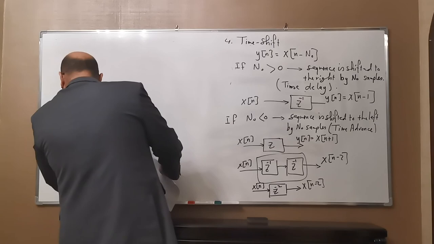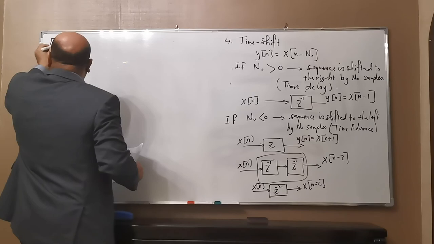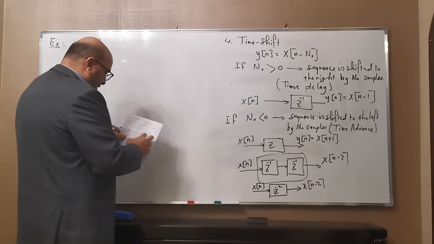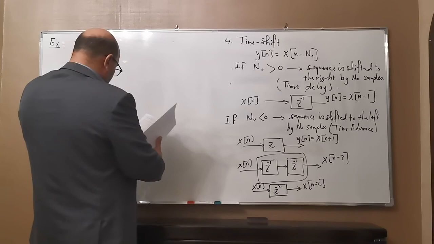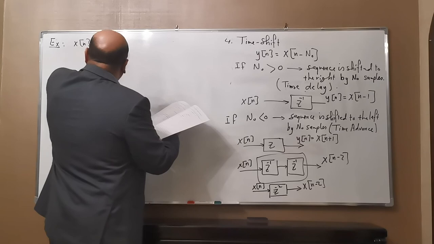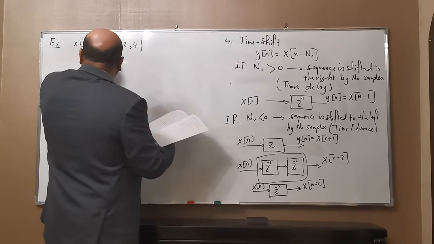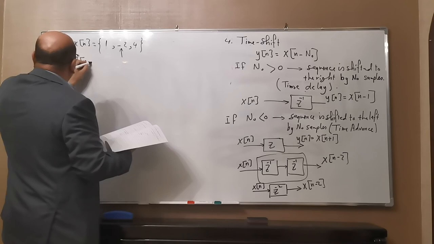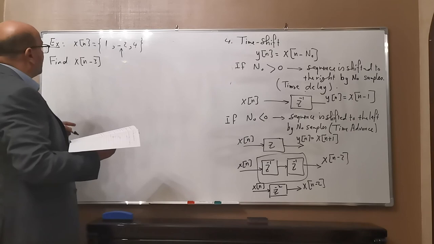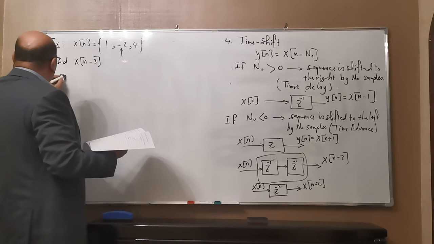Let's take an example. X of n equals the one that we have before with three elements. Let me take x of n, which is 1, minus 2, and 4. And we have here, this is my x of n. We need to find x of n minus 3, let's say. So x of n minus 3 is my output. So y of n equals x of n minus 3.